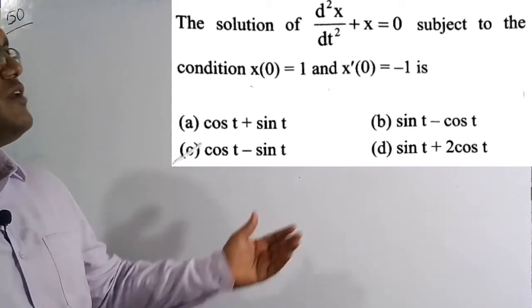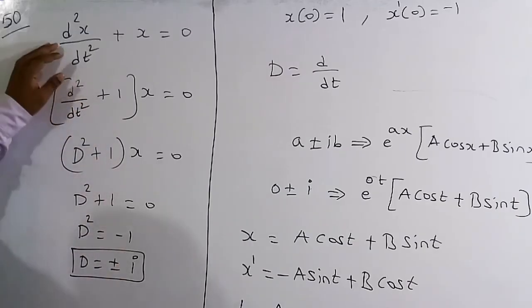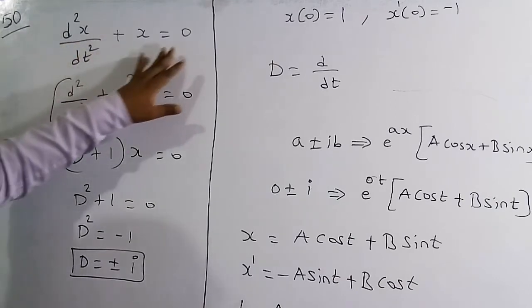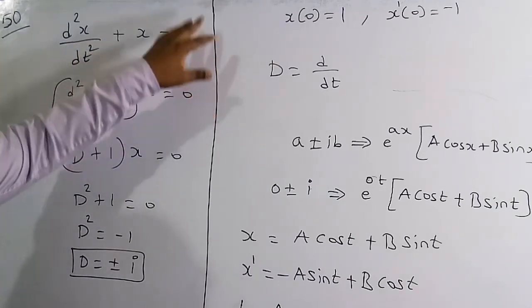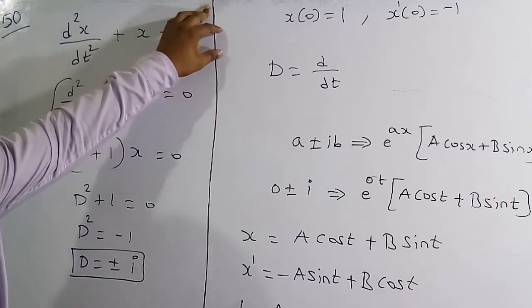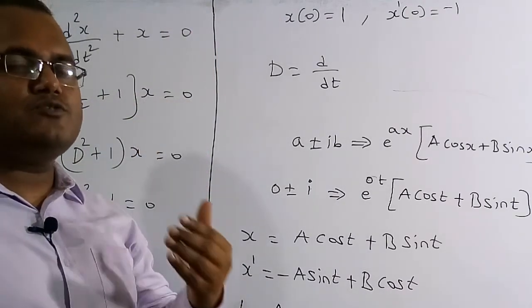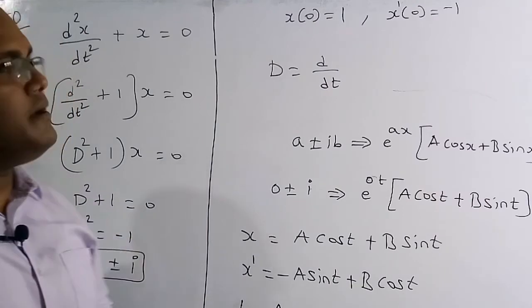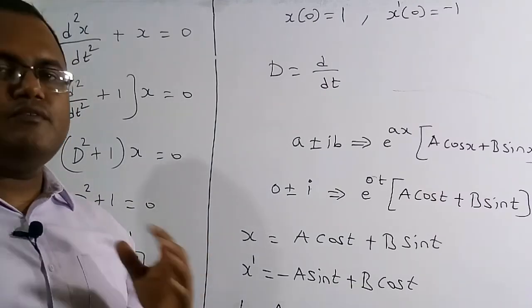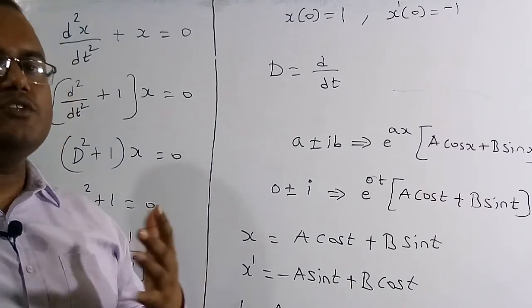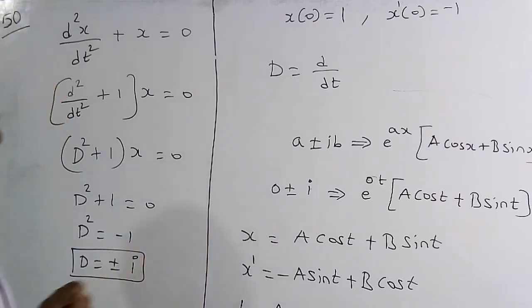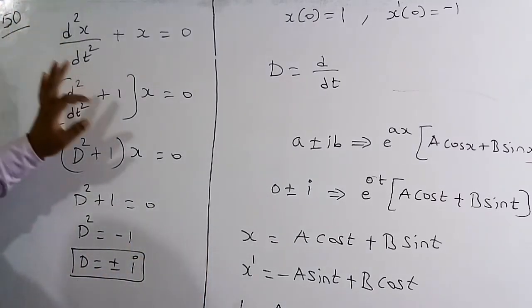So let's solve this numerical. This is the question they are given, which is d square x by dt square plus x is equal to 0. Here the input is equal to 0, so the output would normally be the summation of the complementary solution and the particular integral solution. But as there is no input, we can say that the output is equal to the complementary solution itself.